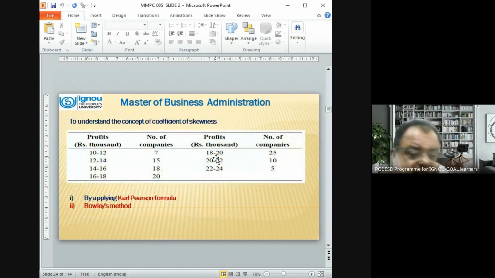Now see, this is a problem. These four columns are given to you. Don't be confused, it is a single problem having 7 class intervals. We have to calculate Karl Pearson and Bowley's method coefficient of skewness. So we will be transforming this data into our normal form.